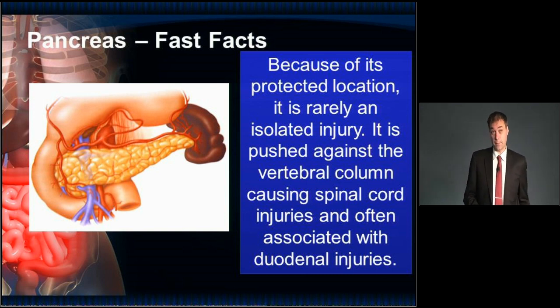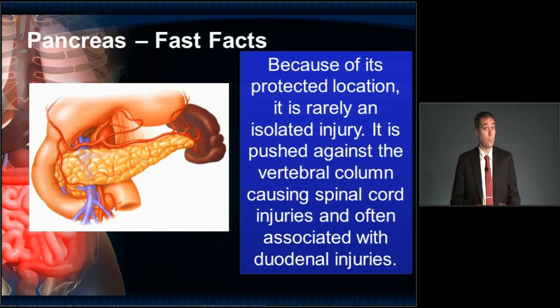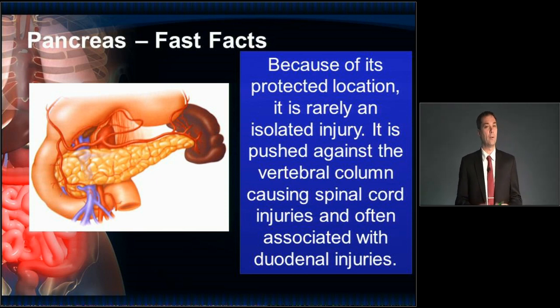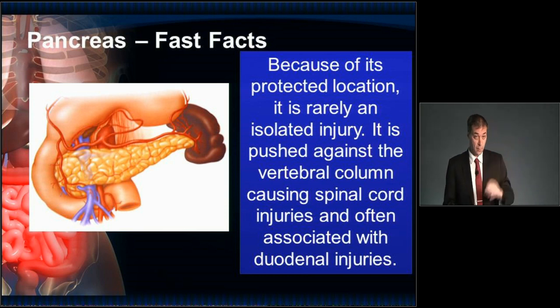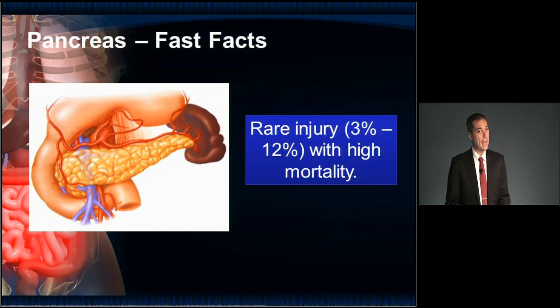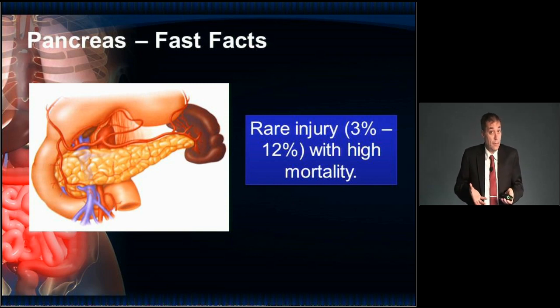Because of that isolated protection, it is rarely injured, but it is tucked up against the vertebral column. So if there's enough pressure to injure the pancreas, consider the possibility of the vertebrae and the spinal cord being injured as well. And also, because the pancreas is tucked into the corner of the duodenum, pancreatic injuries are frequently associated with duodenal injuries. Now, because of its high position in the back under the rib cage, it's a rare injury, between a 3 to 12% injury rate.